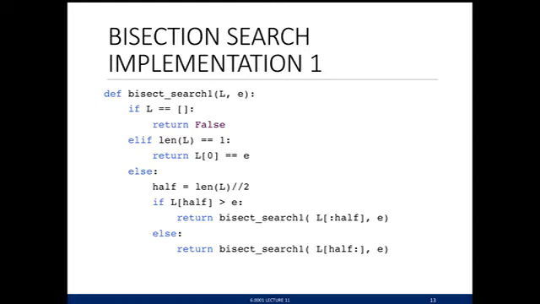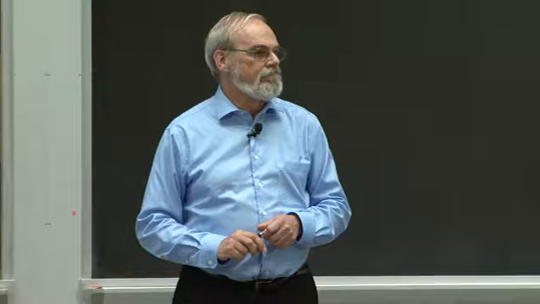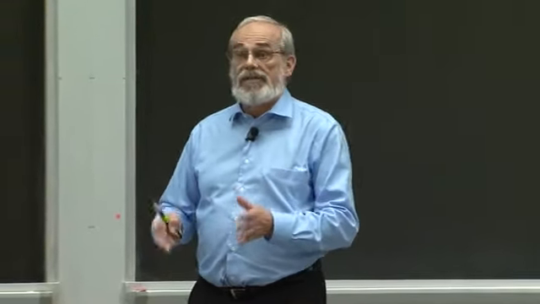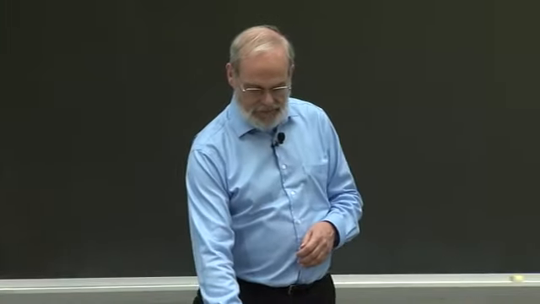In particular, if the thing at the midpoint is bigger than the thing I'm looking for, then I'm going to return a recursive call to this function, only looking at the first half of the list. I'm just slicing into it. Otherwise, I'll do the same thing on the second half of the list. Nice. This is implementing exactly what I said. We could actually try it. I'll do that in a second if I remember.